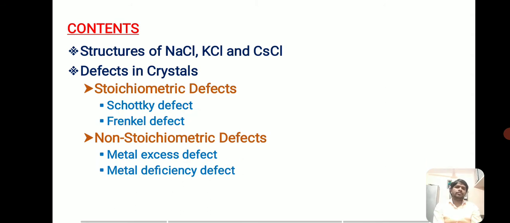The contents of this session are: structure of sodium chloride, potassium chloride, and cesium chloride, and defects in crystals. In that, we are going to learn about stoichiometric defects, in that Schottky defect and Frenkel defect, and non-stoichiometric defects, in that metal excess defect and metal deficiency defect.